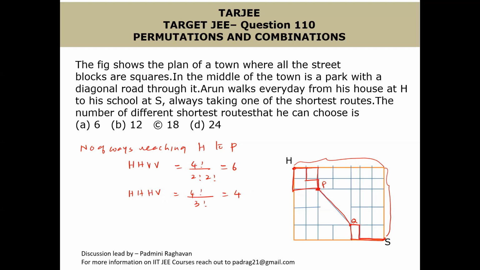So for every way he reaches from H to P, there are 4 ways he can reach from Q to S. So the total number of ways he can reach from H to S by covering the shortest distance is going to be 6 into 4, which is equal to 24, which is nothing but option D.